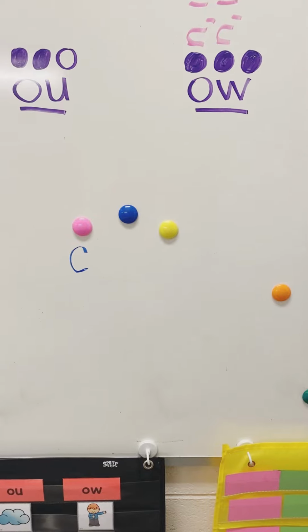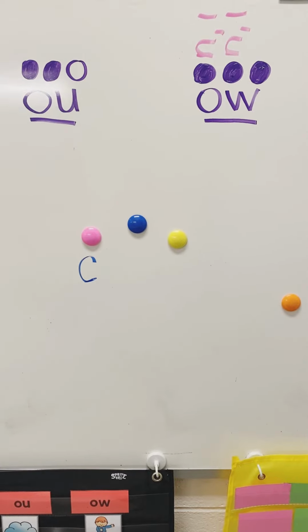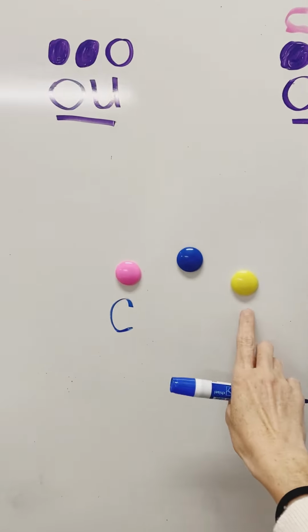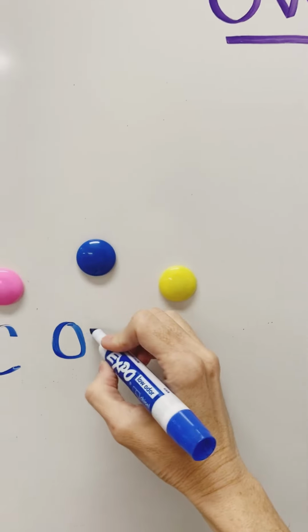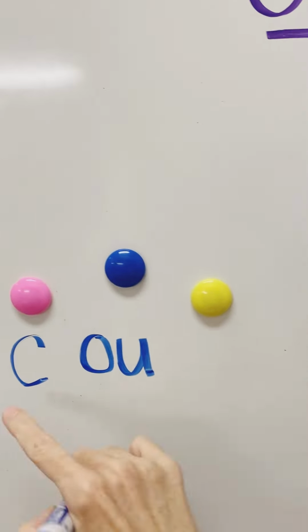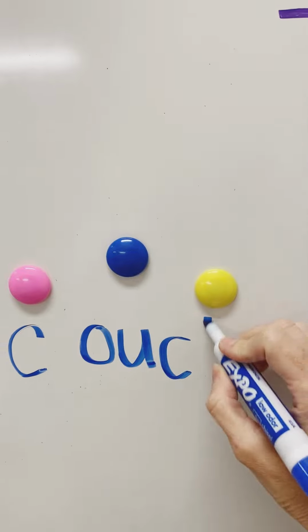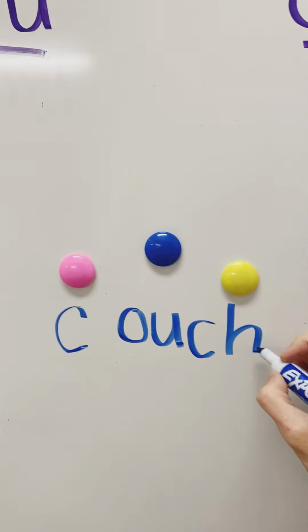When ow is in the middle, we're usually going to use OU. Since there's not an N or an L here, we know that's correct. Oops, sorry. K, ow, ch. Sorry, it's hard to write holding the phone.